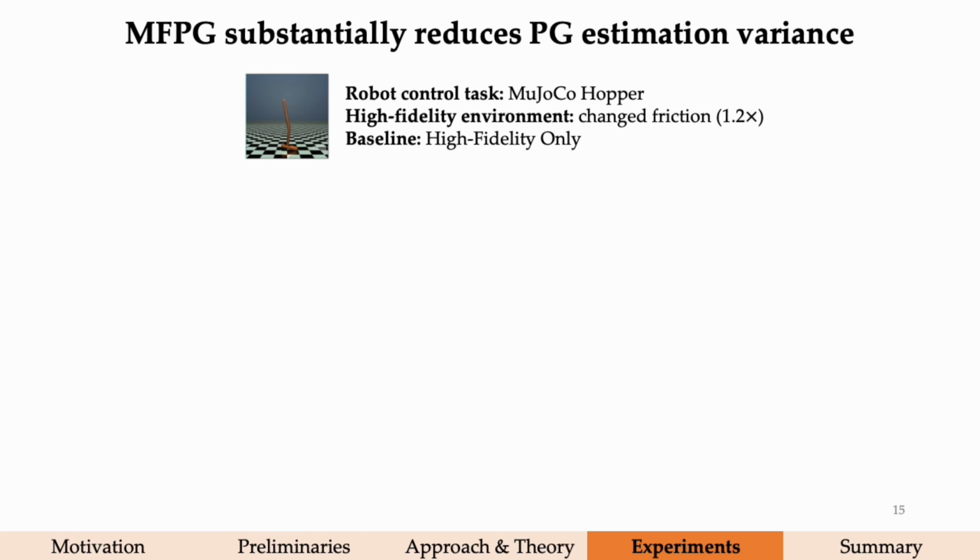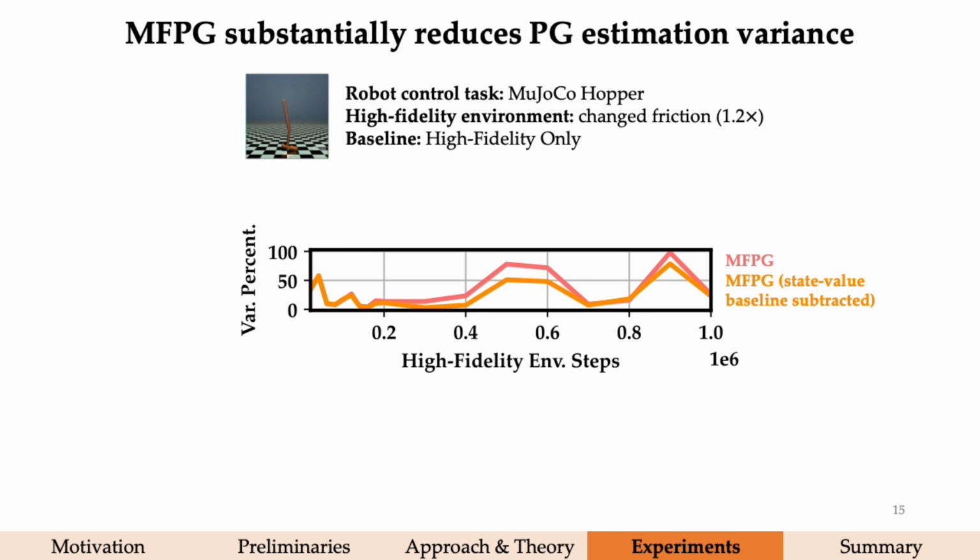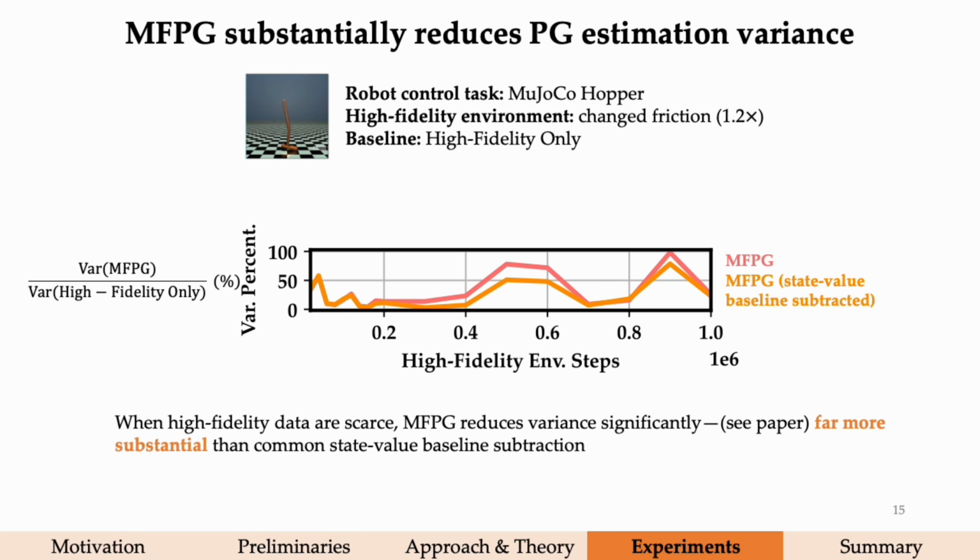First, we show experimental results on variance reduction by MFPG. We first evaluate MFPG on the robot control benchmark MuJoCo Hopper task, where the high-fidelity environment differs by a friction change. The plot reports the empirical variance of the MFPG estimator for the per-trajectory random variable mean, shown as a percentage relative to the corresponding high-fidelity only baselines. When high-fidelity data are scarce, MFPG substantially reduces the estimator variance throughout the training. Our results in the paper suggest that this variance reduction by MFPG is far more substantial than the common single-fidelity variance reduction mechanism, such as state value baseline subtraction.